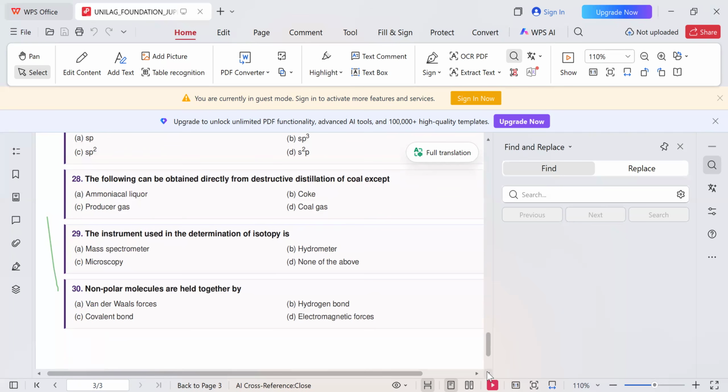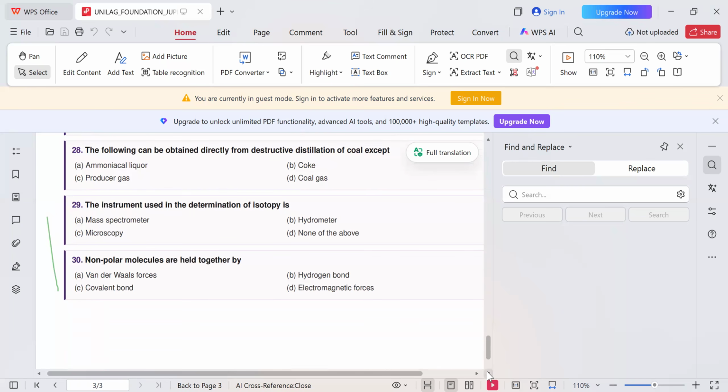Number 30, non-polar molecules are held together by what? When we have non-polar molecules, they are held by van der Waals forces. And van der Waals forces are very, very strong internal forces. So that's why we have van der Waals forces.